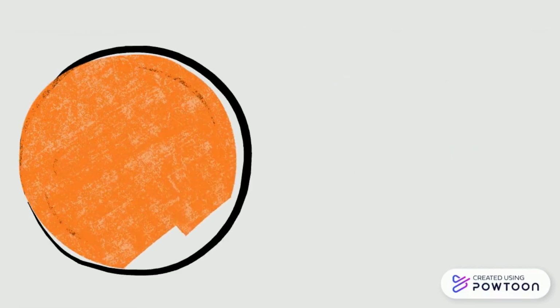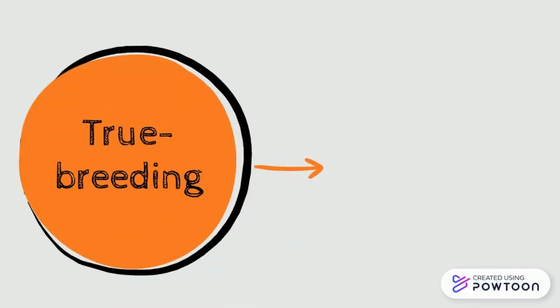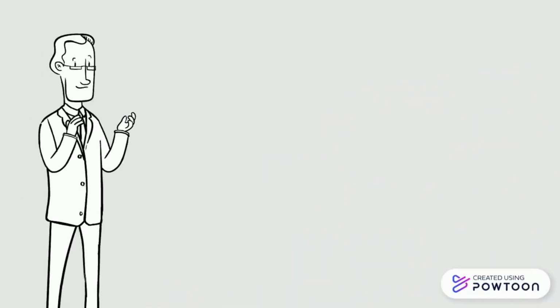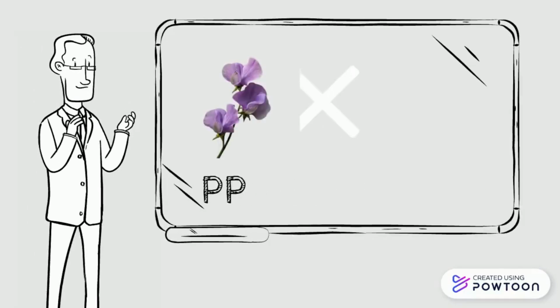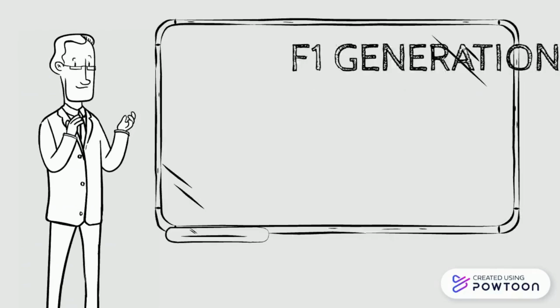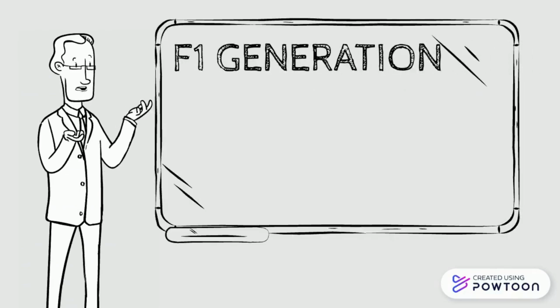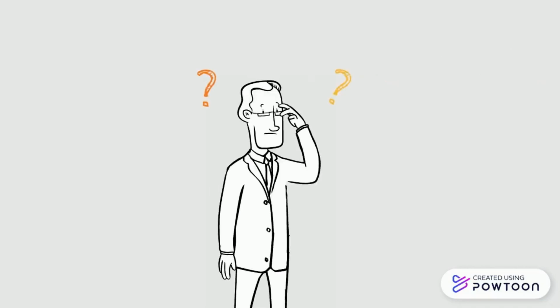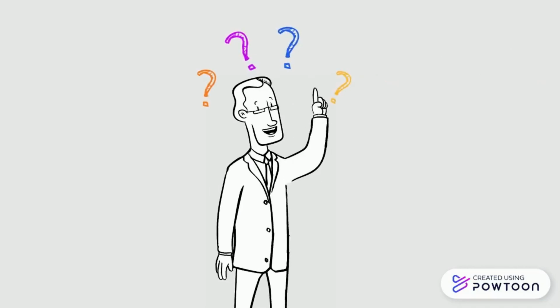Mendel started with true breeding plants, meaning they always produce the same flower color. He crossed a purple flower plant with a white flowered plant. Surprisingly, all the offspring, which is called the F1 generation, had purple flowers. Did the white flower trait disappear? Mendel knew he had to dig deeper.